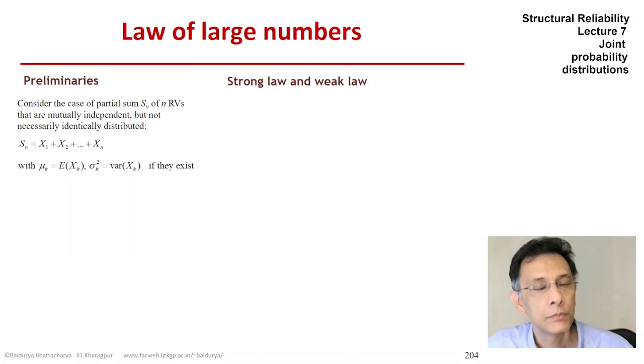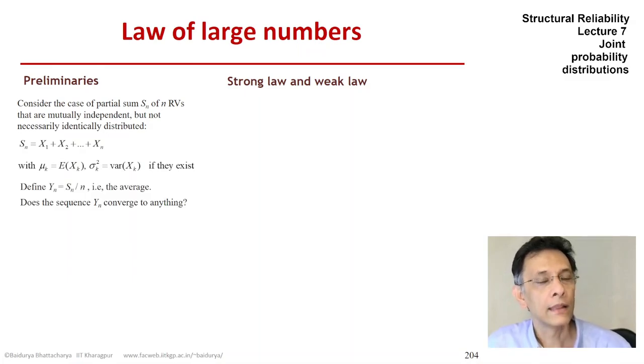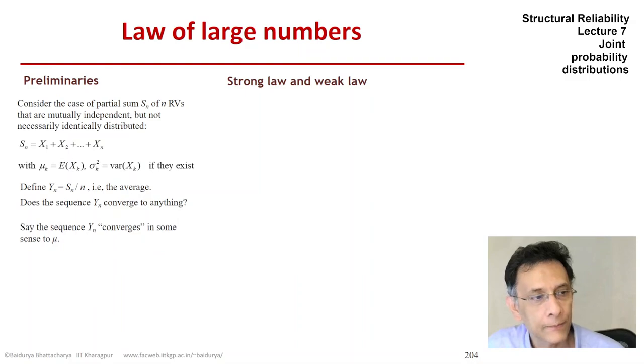Consider the partial sum of n such random variables with the means and variances as you see on the screen, and then define the average. So define the sum divided by the number of such terms. And the question we already posed is, does the sequence of these averages converge to anything?